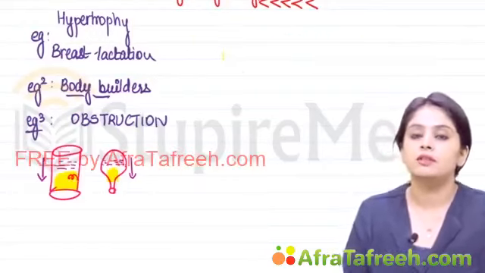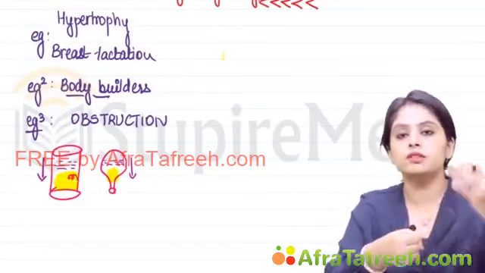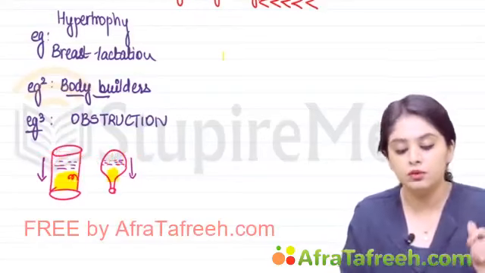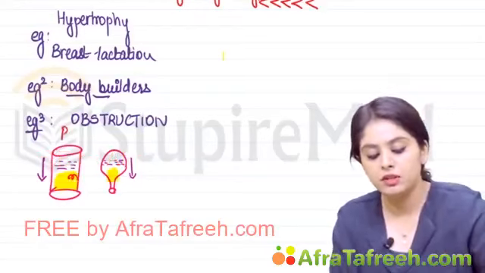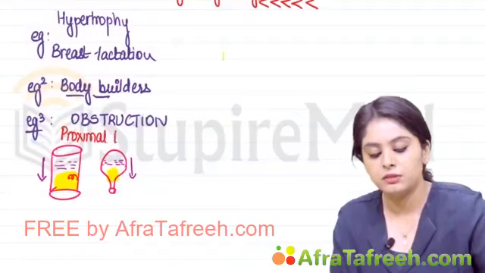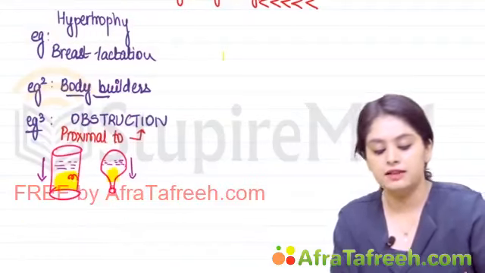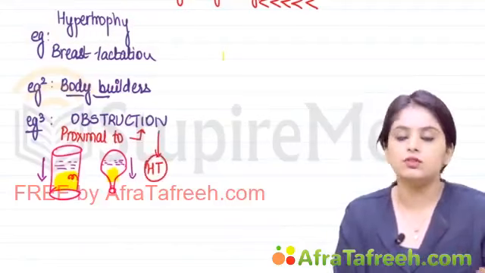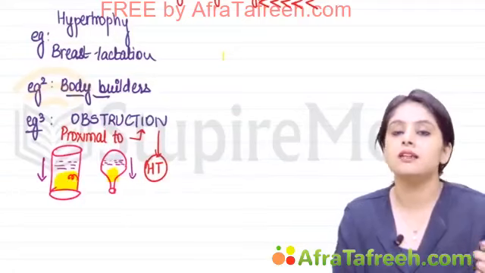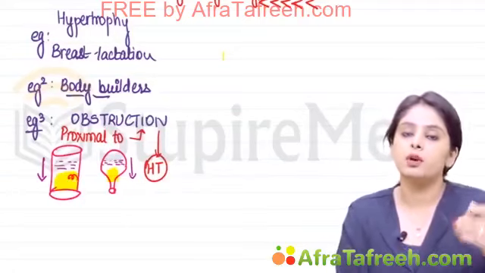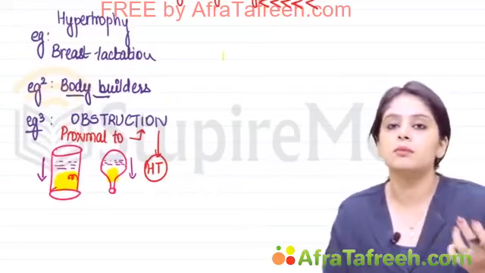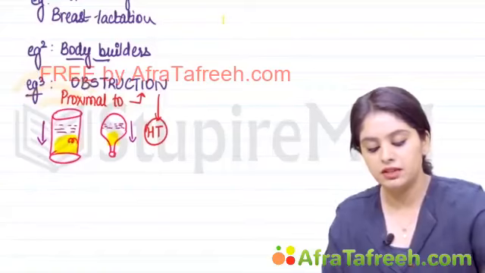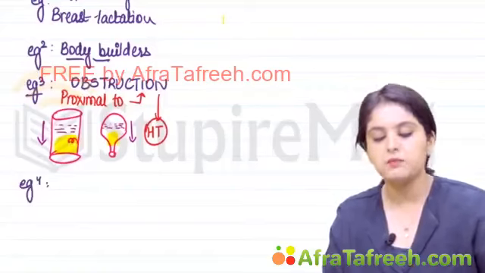So how will the body adapt? There is an obstruction beyond which all the food is accumulating. The body has to accommodate that, so there will be hypertrophy. So remember that proximal to an obstruction, there will be hypertrophy. These are just two random examples that we've taken up. In any example of an obstruction given in the question, proximal to the obstruction, the organ will adapt by hypertrophy.